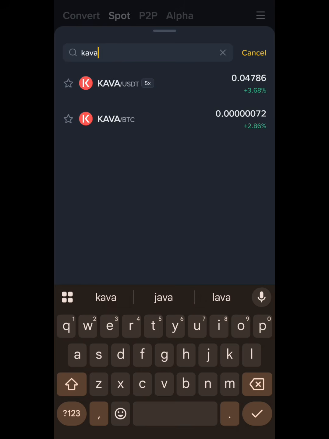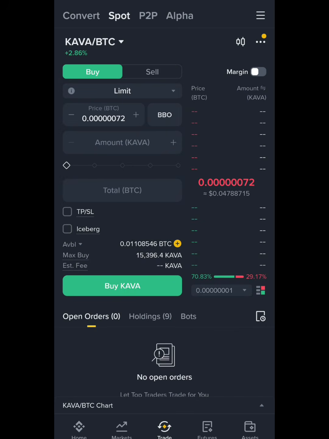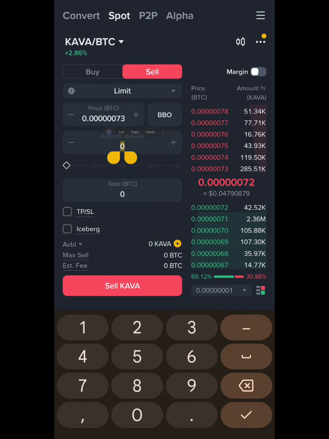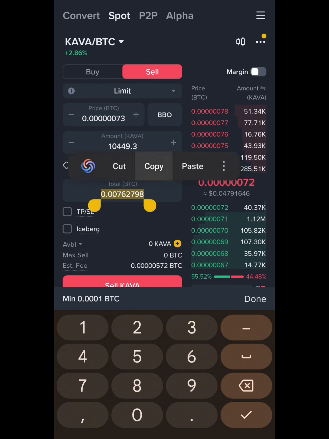Now we'll be sending this Kava to USDT and BTC, right? Kava BTC. We sell it to BTC first of all, then we sell the BTC to USDT and know if there's any price difference anyways. So we'll be selling it at this price. So paste the Kava here. Now we have 0.0076. This is what we copy, Kava BTC.